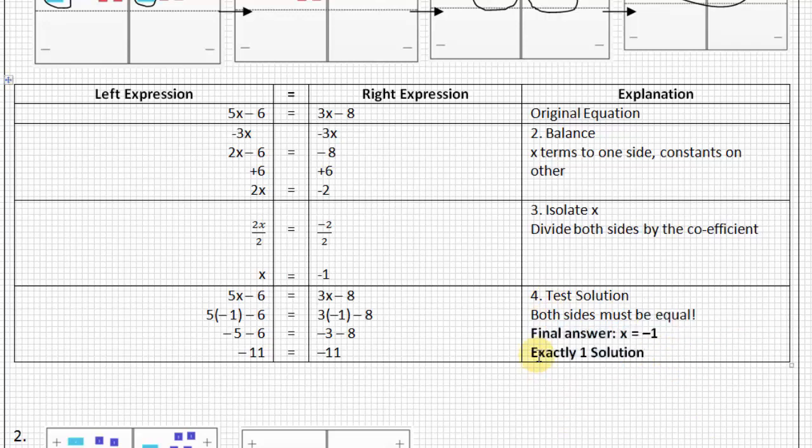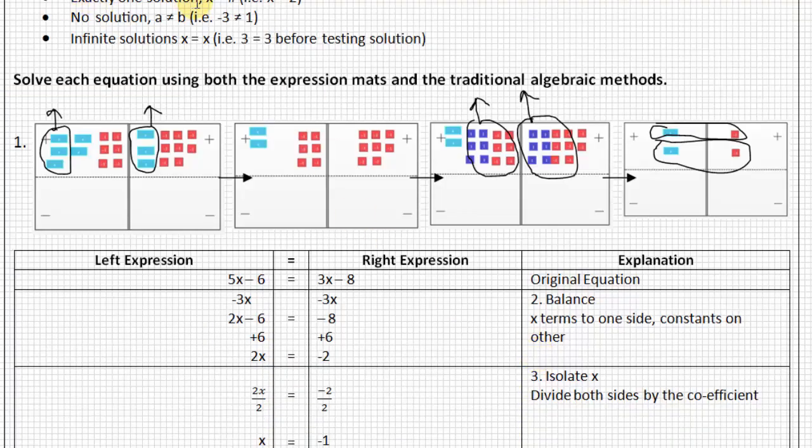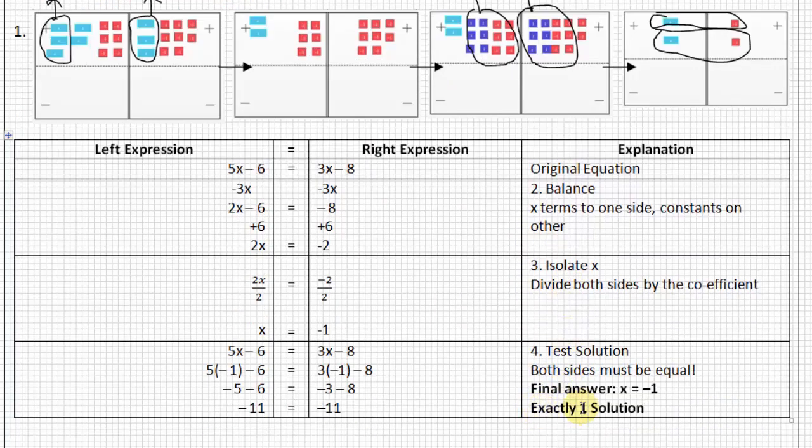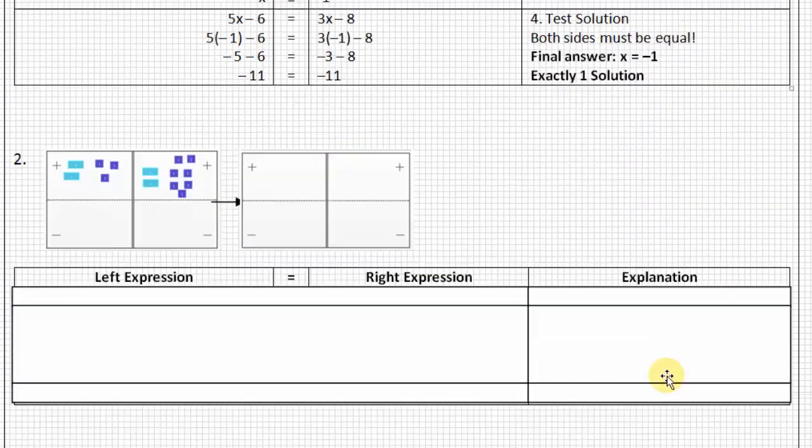And as far as the type of solutions, that looks like this. So we have exactly one solution because x is equal to -1. That is the only value that will make this left expression, 5x minus 6, equal to 3x minus 8. If I try anything else for x, it won't work. It will not be equal on both sides. So that's our first example, and that's what we've seen the most of. Let's take a look at a second example.